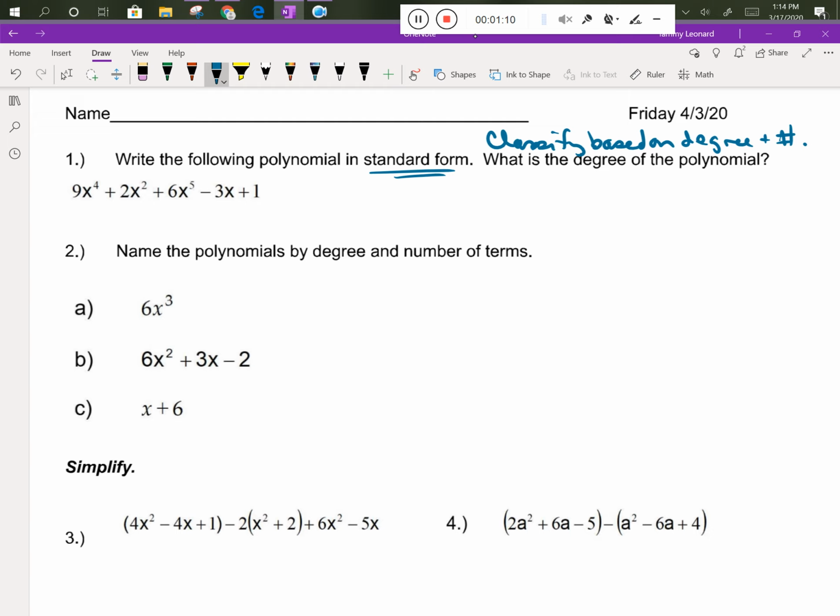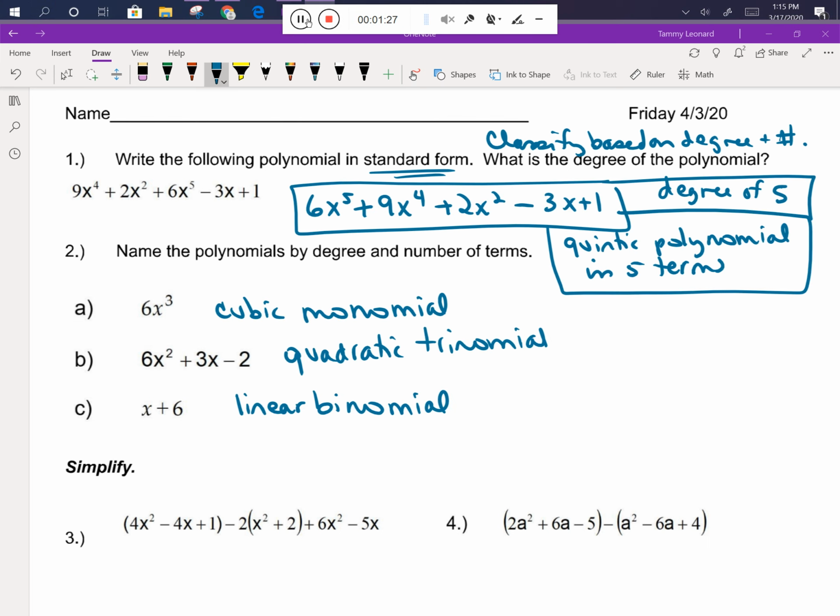And then number 2 is all naming based on degree and number of terms. So pause, take a minute to do 1 and 2, do all 3 parts of 2. And then when you're ready to compare answers, press play and take a peek.